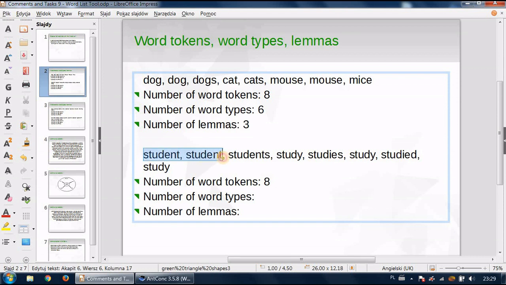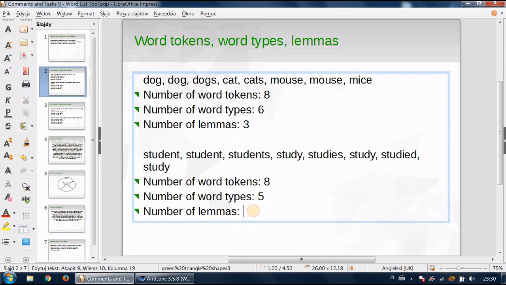Okay. Now, number of word types. 1. Then this is the same. So 2. Sorry, that's 1. This is 2. This is 3. This is 4. This is the same as this one, so it doesn't change. It's still 4. This is 5. And this is the same one as this one and this one, so we stay with 5.